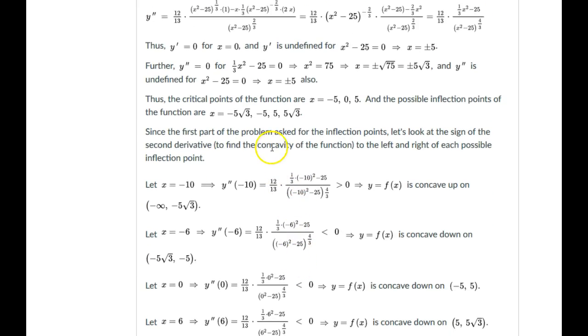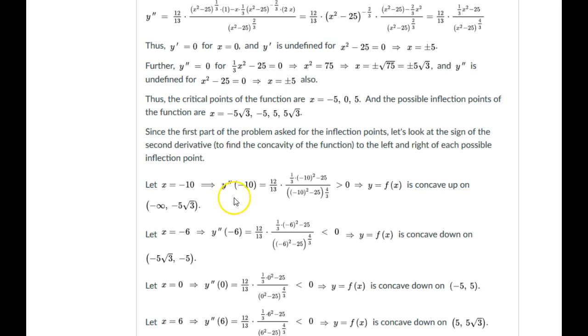Okay, so since the first part of the problem asks for the inflection points, let's look at the sign of the second derivative to find the concavity of the function, right? The second derivative is how we determine whether a function is concave up or down. If the second derivative is positive, it's concave up. If the second derivative is negative, it's concave down. And we're going to look to the left and right of each possible inflection point to see if the concavity actually changes, then it is an inflection point.